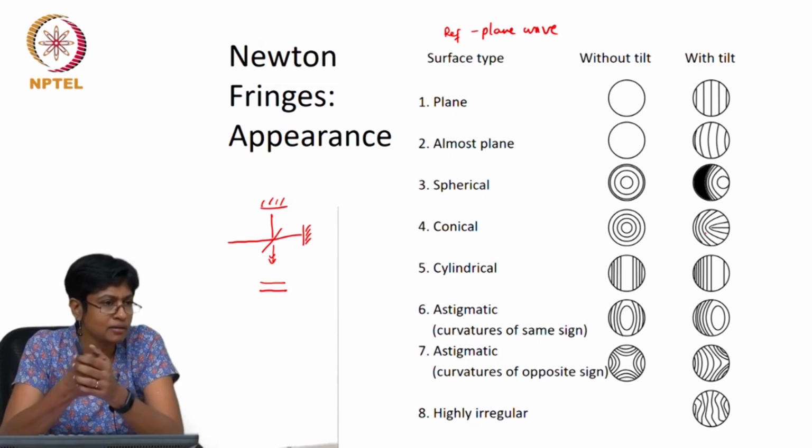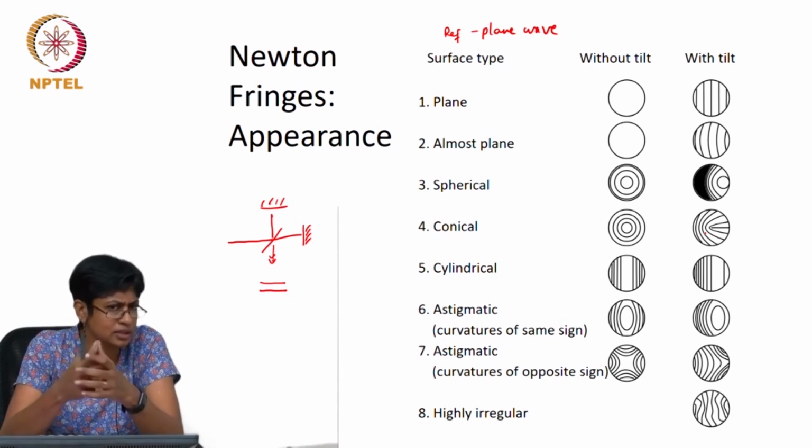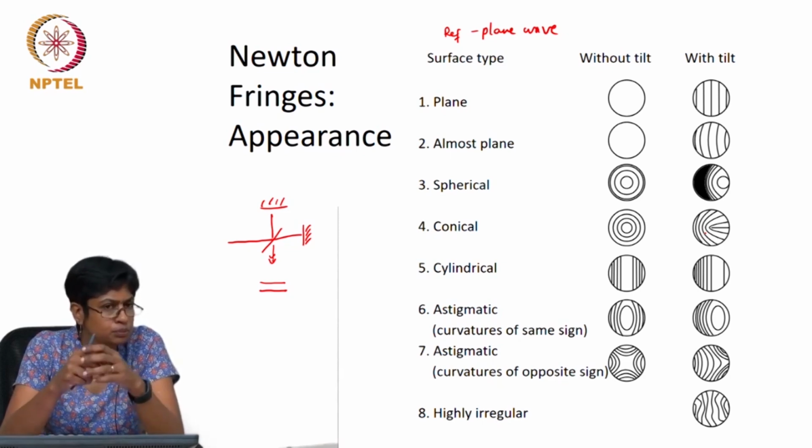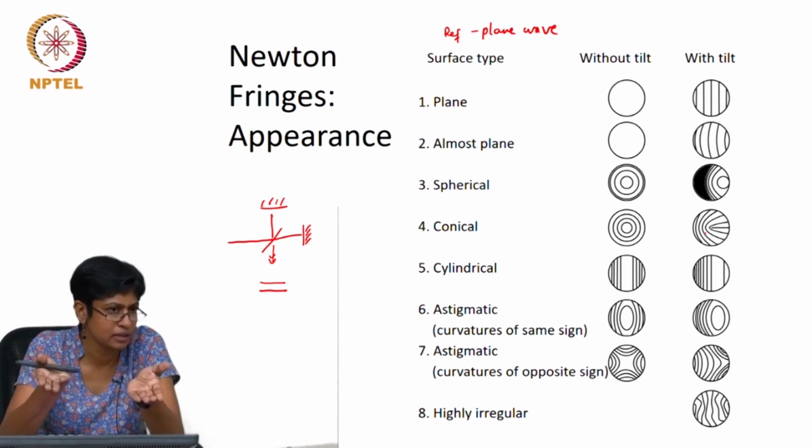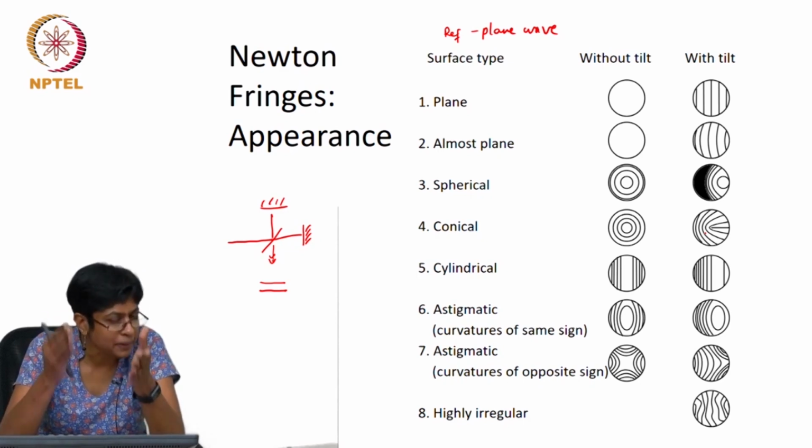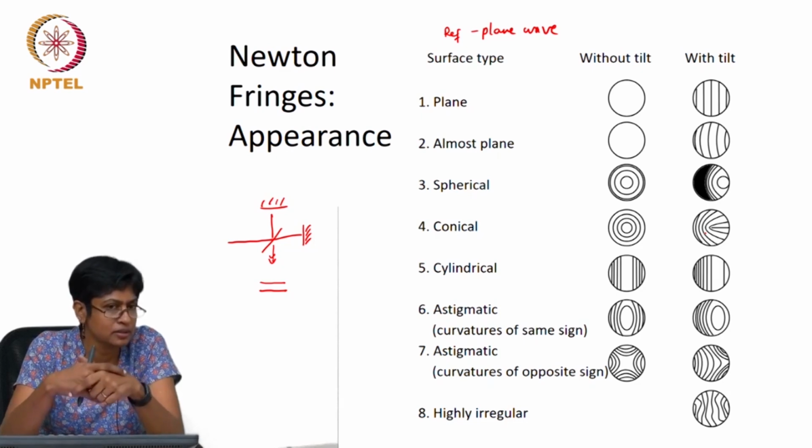Have you done an interference experiment? Even the BTech lab will have Newton's rings, right? Do you put it in and you see the fringes immediately? You have to look carefully, do something. Newton's rings should be fairly straightforward. Have you done a Michelson interferometer experiment? Did you get fringes immediately?